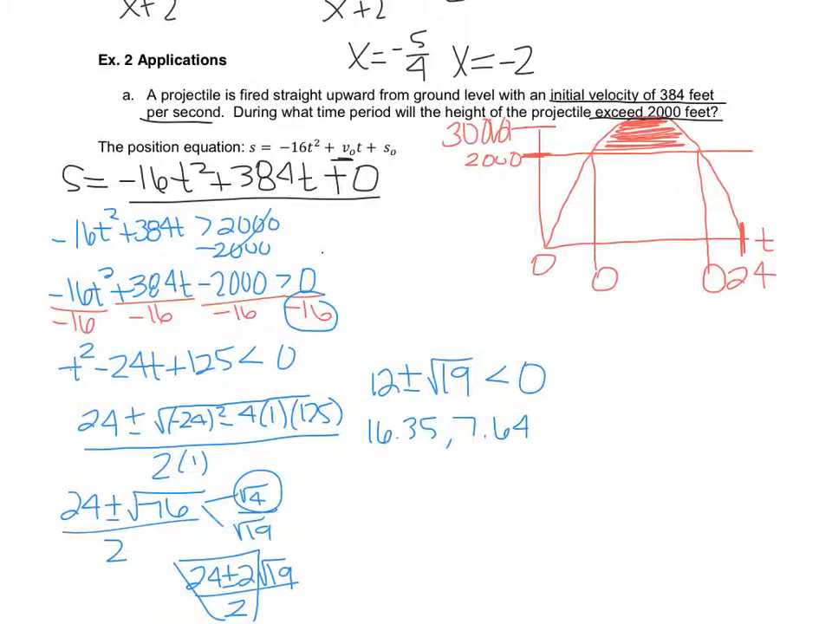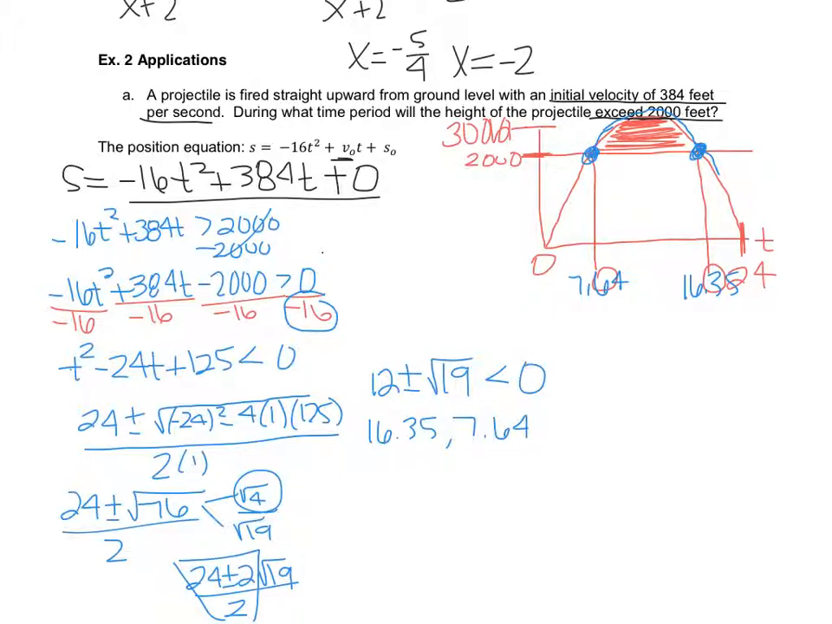So what I know now is that at 7.64 seconds is where the projectile enters exceeding 2,000 feet. And then as it goes, at 16.35 seconds is where the projectile stops being greater than 2,000 feet.